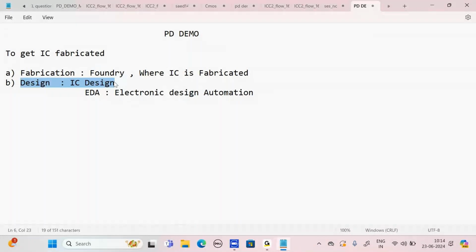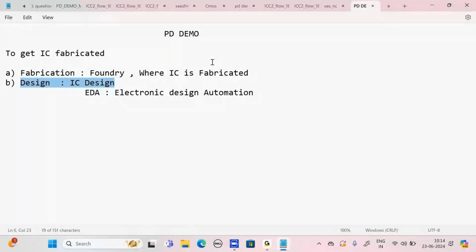You have already used EDA tools in your UG classes. For example, you would have used Xilinx. Xilinx is used to design what? FPGA. Or Vivado, right? That is used to design what? FPGA. So FPGA is a different thing. That is an array based design.